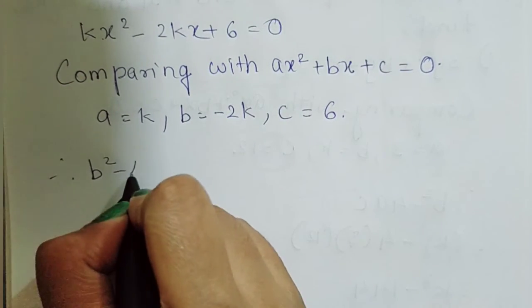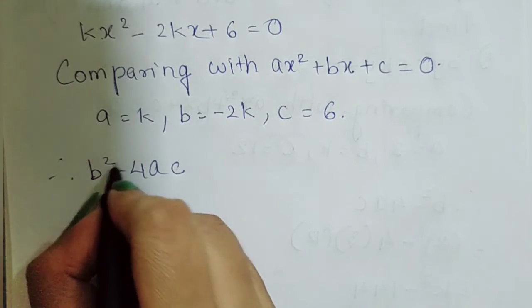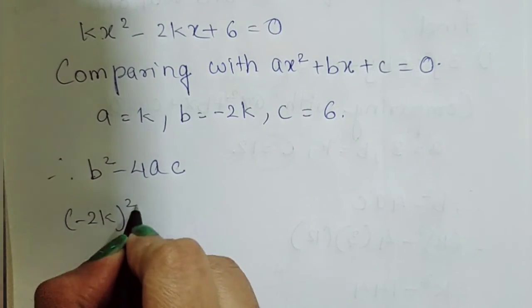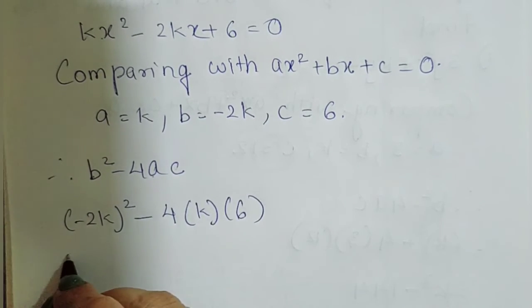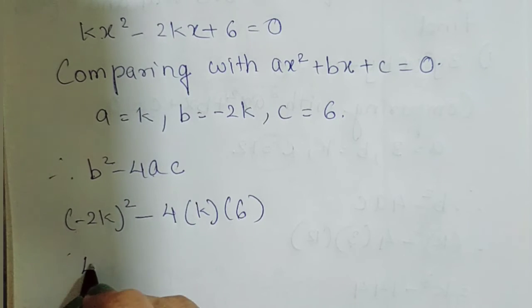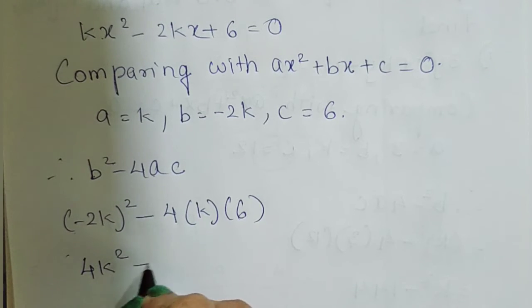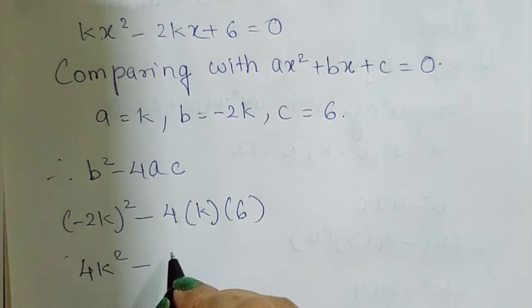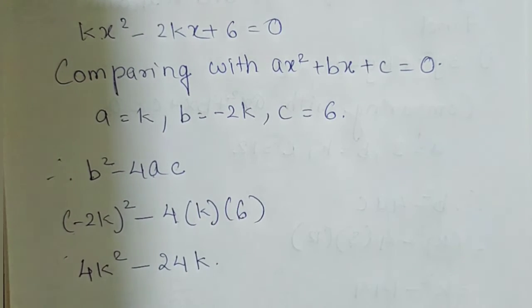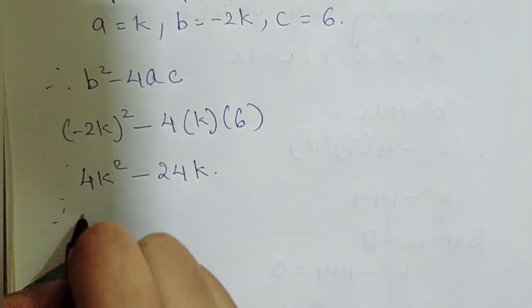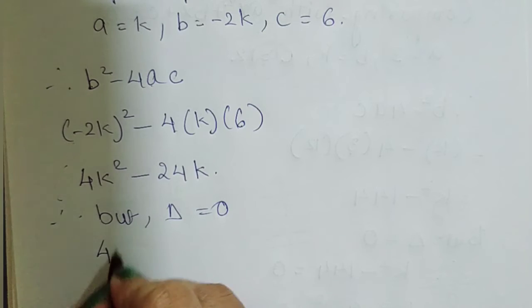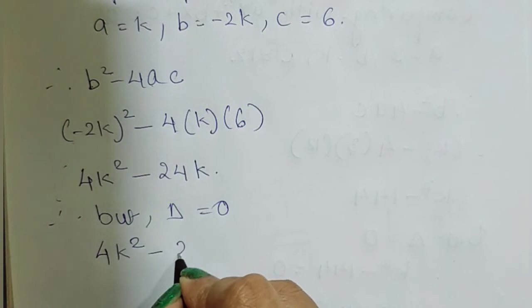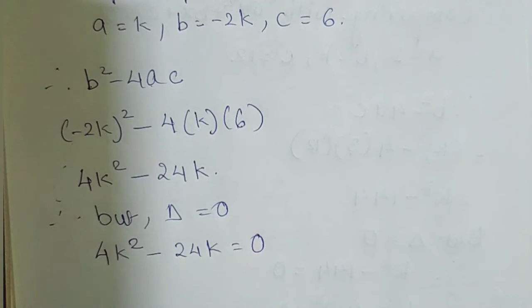So therefore b square minus 4ac. So b square is minus 2k square, minus 4, a value is k and c is 6. Minus minus plus, so 4k square. Again minus 4 6s are 24k. Got it? Now next step is what? Therefore, delta is equal to 0. This is very important. So 4k square minus 24k is equal to 0.